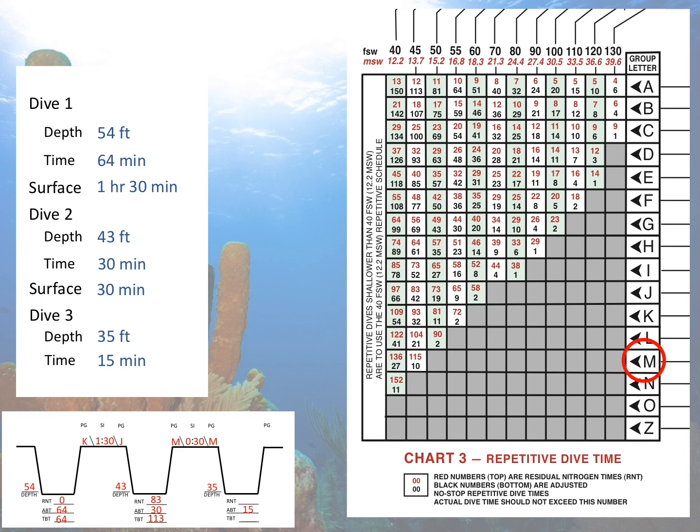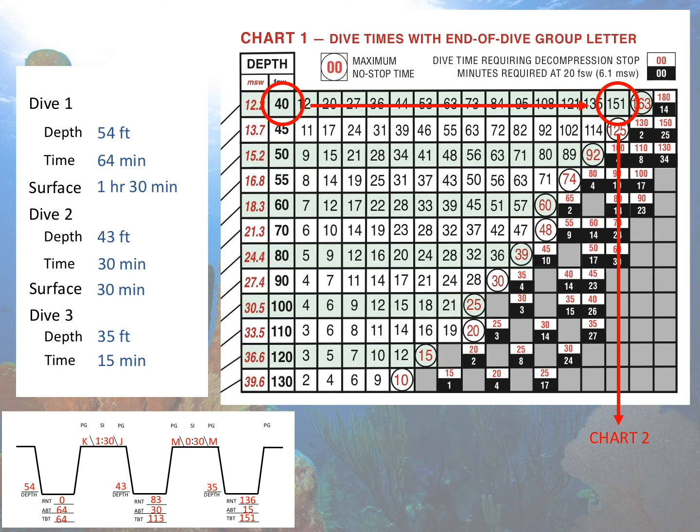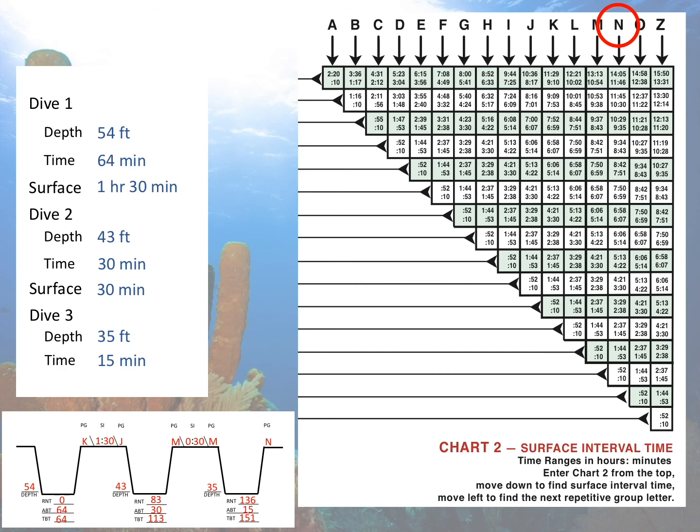For now, let's continue with this example, and then you can go back on your own and see how you'd come up with a better plan. Find 40 feet on chart 3, and then locate the correct residual nitrogen time, for a total bottom time of 151 minutes. We then take this information back around to chart 1 and follow through to chart 2 for our final pressure group. This should be N.